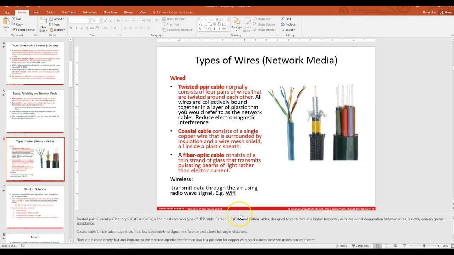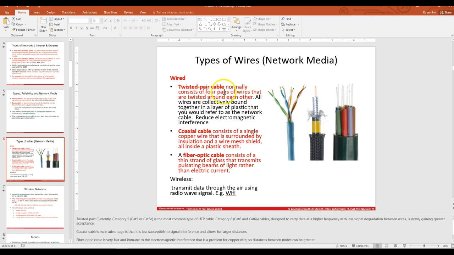Okay, let's continue from the previous lecture. Basically, these are the two different types of media. The first one is called wire. Wire has different subcategories again. The first one is called twisted pair. You see this one on the left hand?